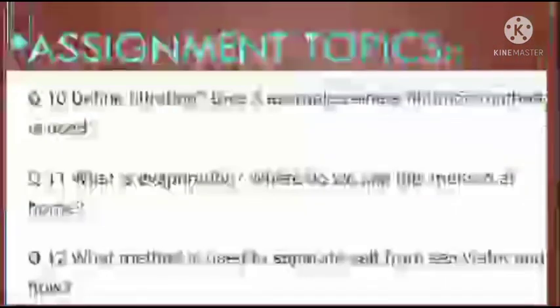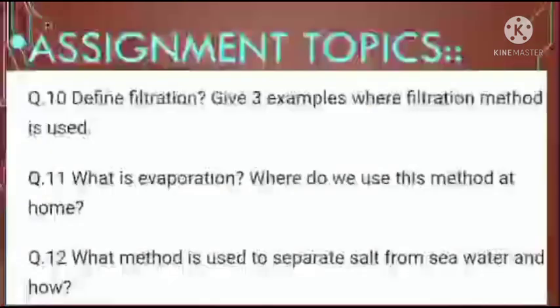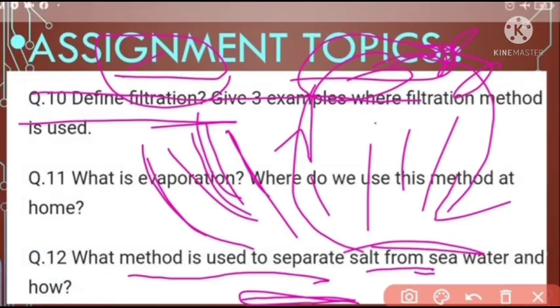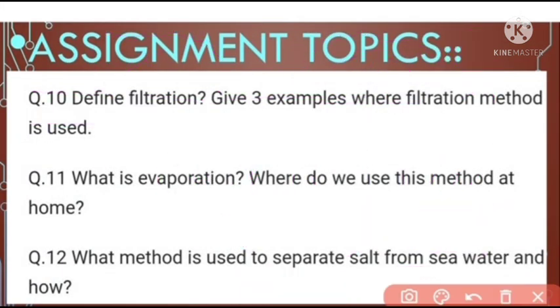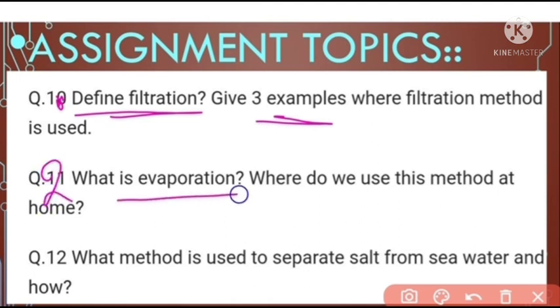In this week's assignment, there are totally 8 questions. First question, define filtration and give 3 examples where the filtration method is used. Second question, what is evaporation, and where do we use this method at home? Third question, what method is used to separate salt from seawater, and how?